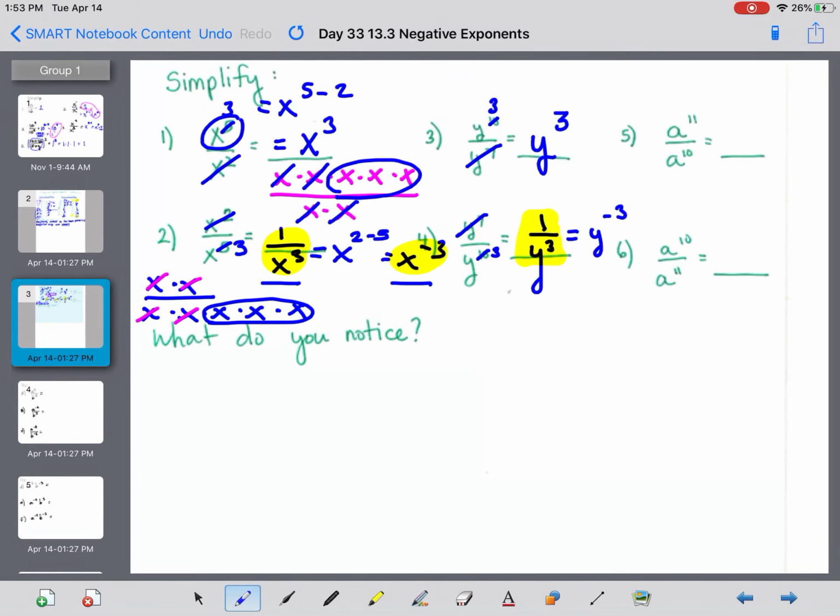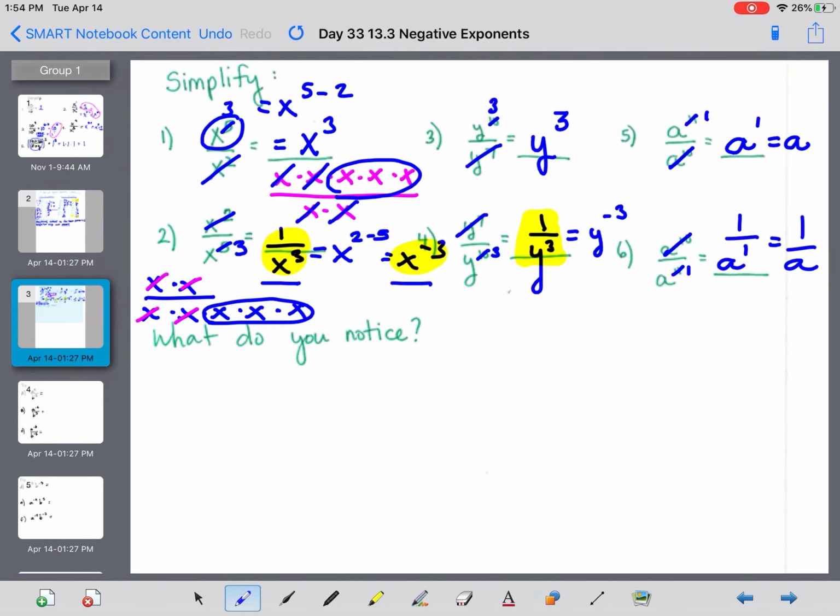A to the 11th divided by a to the 10th. There's more factors on top because 11 is bigger than 10, so 10 of these factors will cancel out, leaving me just with a to the 1st power. And note, I can certainly be lazy and just write that as a. Then for number 6, there's now more factors in the denominator, so those 10 factors will take away 10 of those factors. So I'm left with 1 over a to the first, which I could rewrite as just 1 over a.